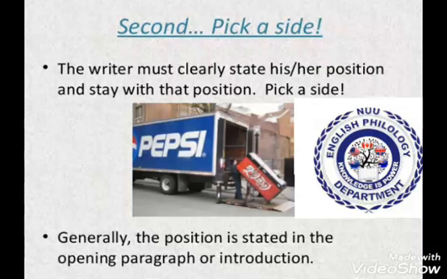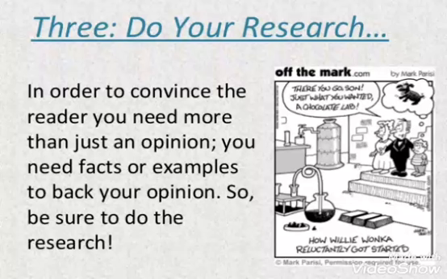Second, pick a side. The writer must clearly state his or her position and stay with that position. Generally, the position is stated in the opening paragraph or introduction. Third, do your research. In order to convince the reader, you need more than just an opinion. You need facts or examples to back your opinion, so be sure to do the research.